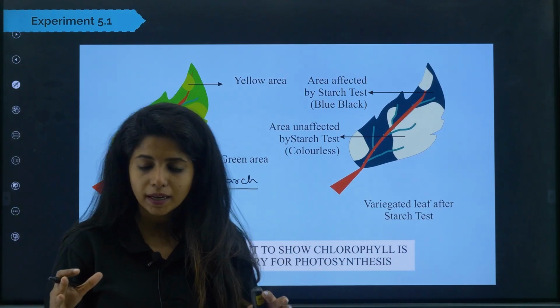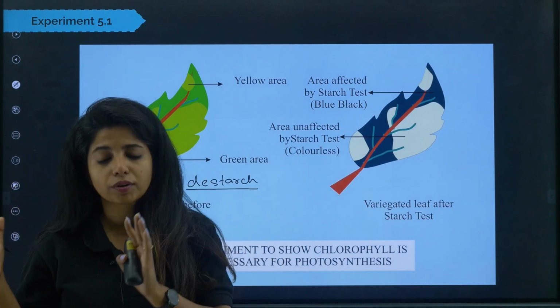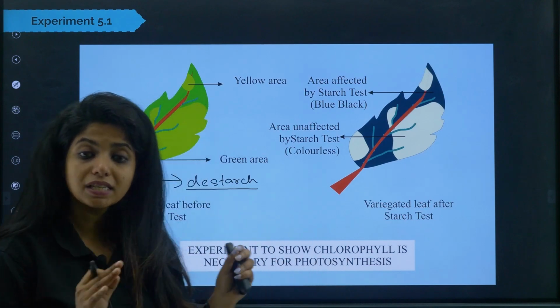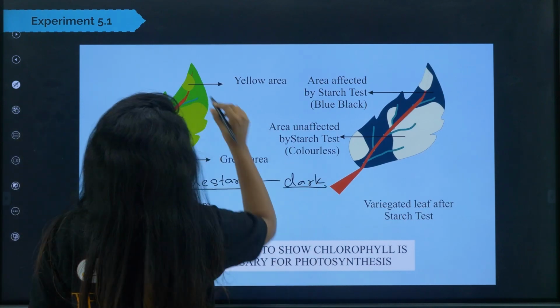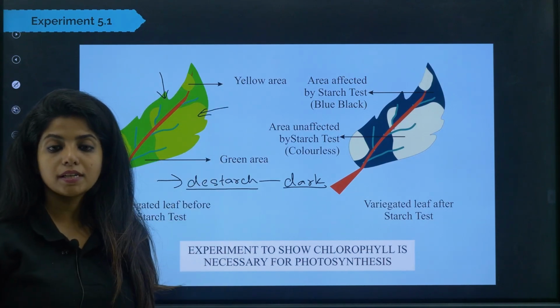Basically, starch will be there in their body. They do photosynthesis. They make glucose. This glucose is stored in the form of starch. Now, I do not want a bit of starch in them. So, for de-starching it, I will be putting the plant in dark. So, this area, wherever it was there, it all loses its starch.